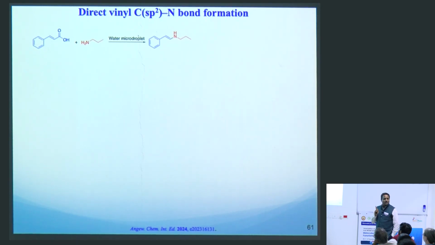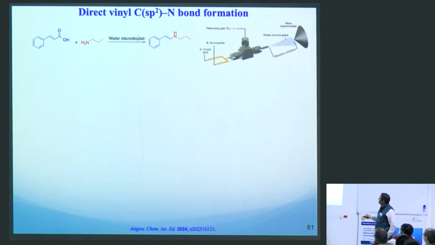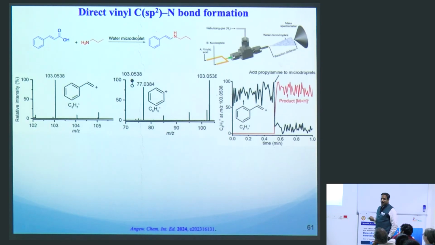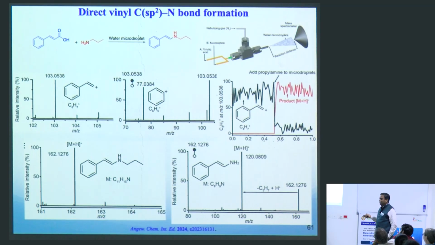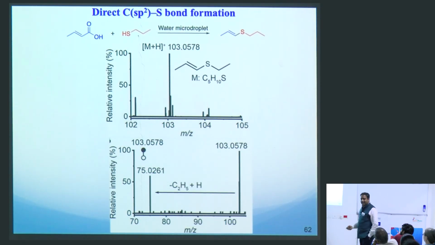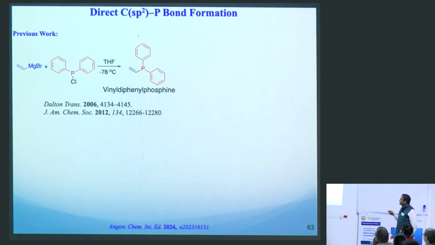One of the challenges in organic chemistry is vinyl systems, sp2 systems. If you have an acid and want to convert these types of systems, it is highly difficult in organic chemistry. So this is also one of the challenges we have taken. We applied a similar method, and we were also able to get the vinyl carbocation, and the nucleophile was added. We are able to see the carbon-nitrogen bond formation. Not only carbon-nitrogen, carbon-sulfur bond formation we are also able to get. Further, we have extended it to the carbon-phosphorus bond.